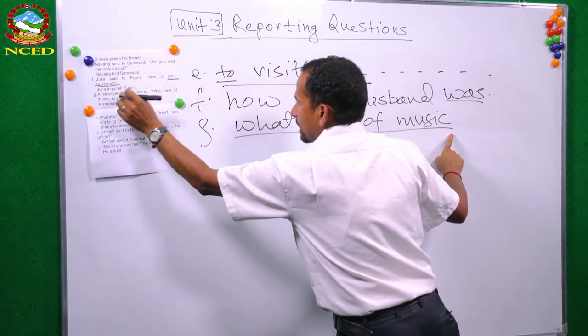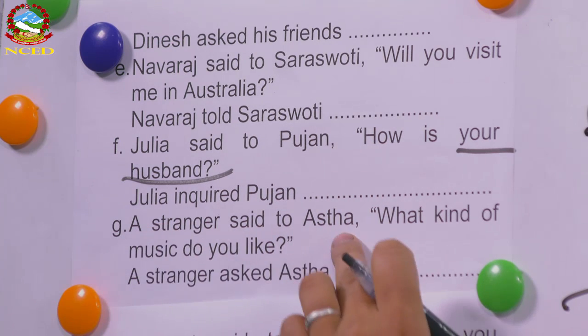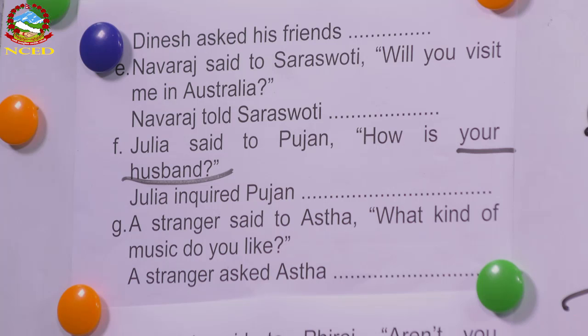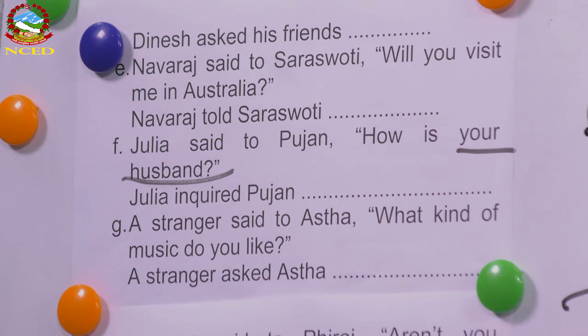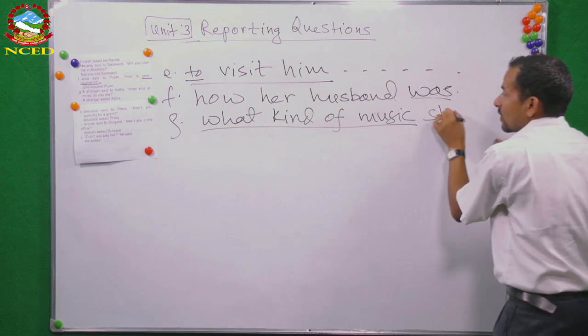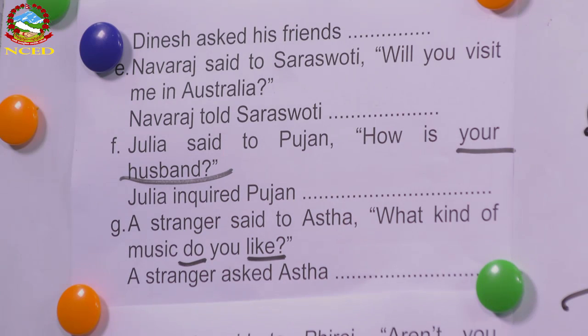You is the subject here in the question. So this question is asked to Astha. Astha is a female. She's a girl, right? You is a second person pronoun and it's changed according to the object of the reporting clause, and you is in subject form, so the third person pronoun should also be in subject form, so it should be she. What kind of music she. And do and like make present tense, we changed into past, liked. Just notice the change here, right?